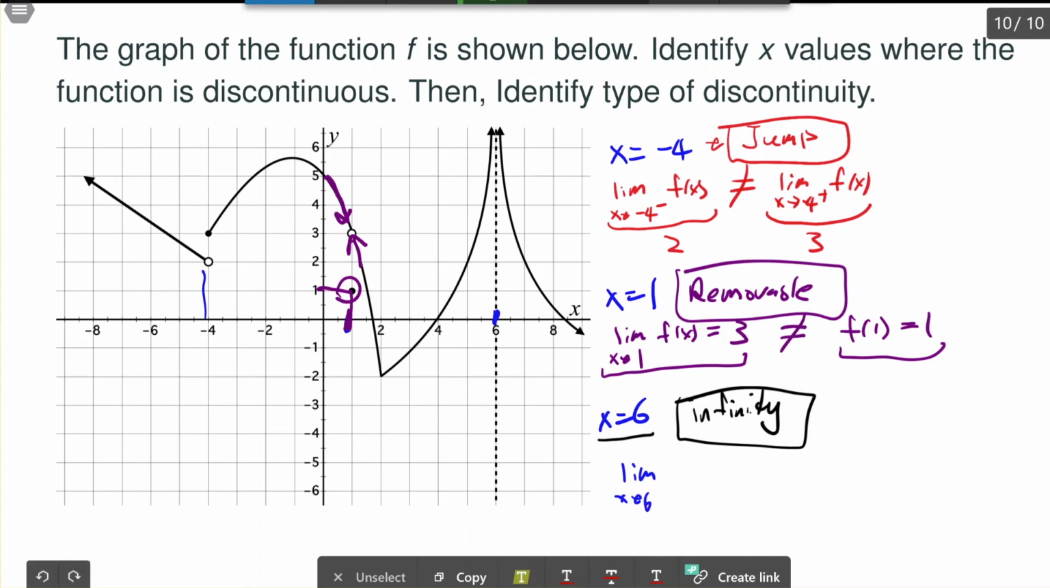So the limit at 6 from the left side is positive infinity. That alone tells us that we must have a discontinuity at 6, and that the type is called infinite because one of the limits goes to infinity. In this case, both the left and right sides happen to go to infinity. But in order to be an infinite type of discontinuity, only one side needs to go to infinity.